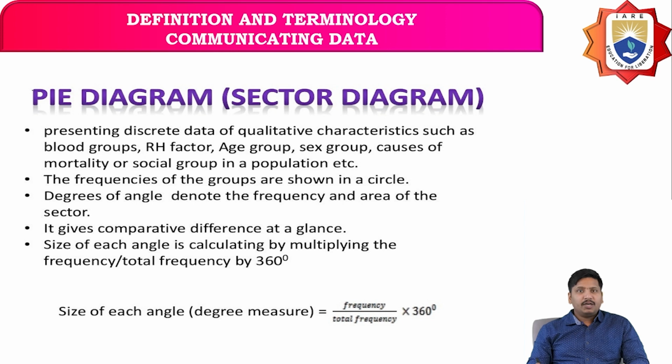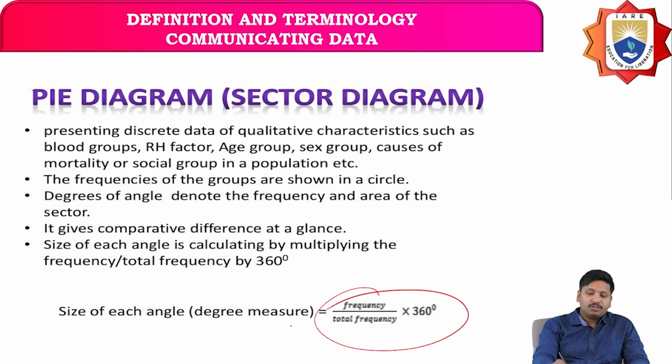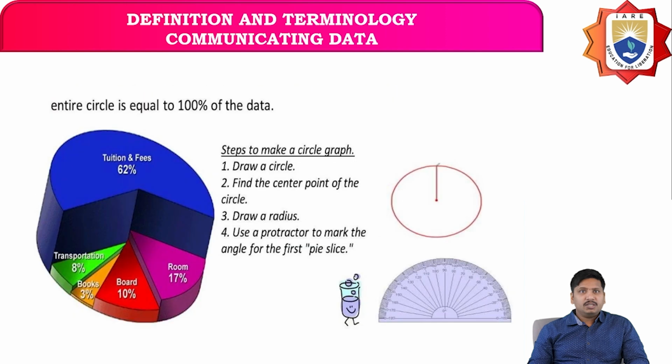So it gives the comparative difference at a glance, and the size of each angle is calculated as frequency divided by total frequency times 360 degrees. So it represents discrete data of qualitative characteristics such as blood groups, age group, and so on. The frequencies are plotted on a circle, and degrees denote the area of the sector, which gives the comparative difference at a glance, and the size of the angle is calculated as frequency by total frequency times 360 degrees.